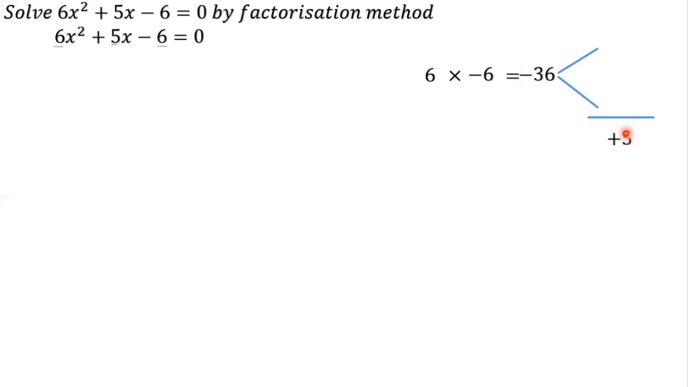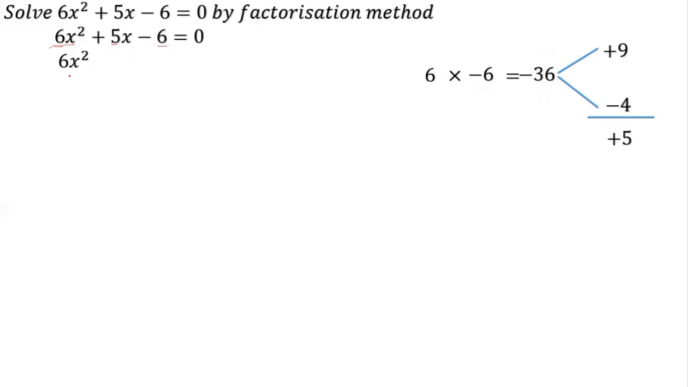Now here the product is negative. So while multiplying you have to get 36 and while subtracting you have to get plus 5 because here the product is negative. So the numbers will have different sign. So plus 9 into minus 4 is minus 36 and 9 minus 4 is 5 because the numbers have different signs and bigger number sign is plus. So two numbers, their product is minus 36 and their sum is plus 5, are plus 9 and minus 4.